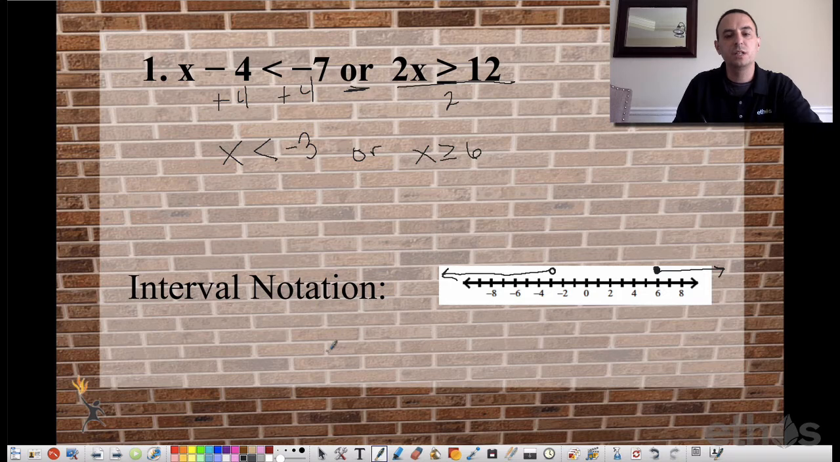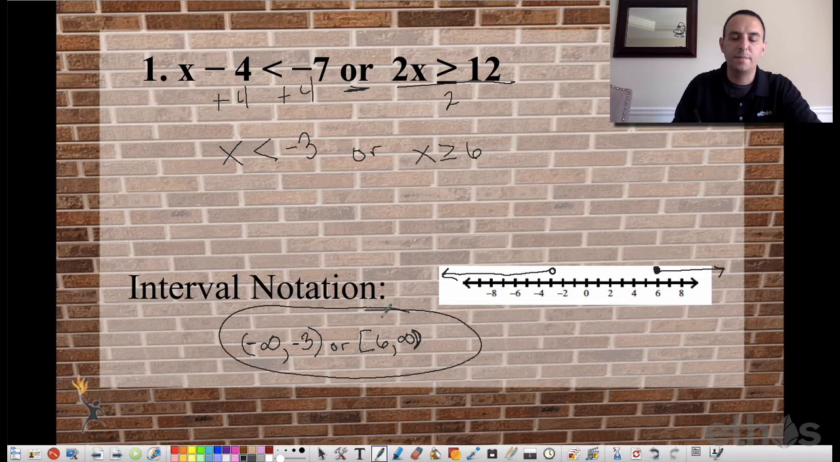So our interval notation comes from there. Just like we did last lesson, the arrows meant infinity, so we have negative infinity, and we always have those with parentheses, up to -3. That doesn't include the number, so it's parentheses. Or we start with 6 this time, and we go on forever, all the way up to positive infinity. And since it's infinity, we always end with the parentheses. So that's our interval notation for that.